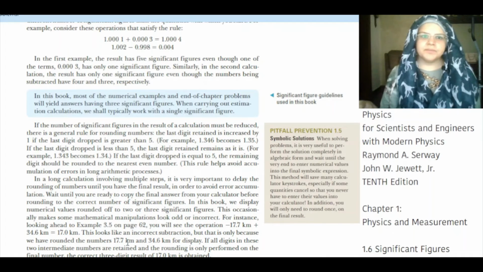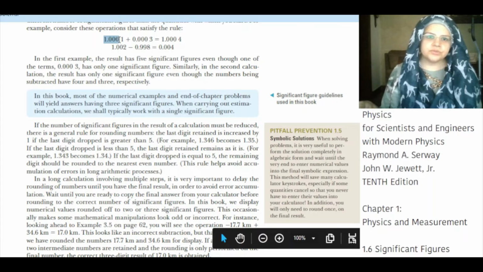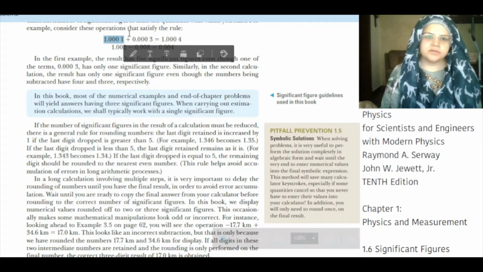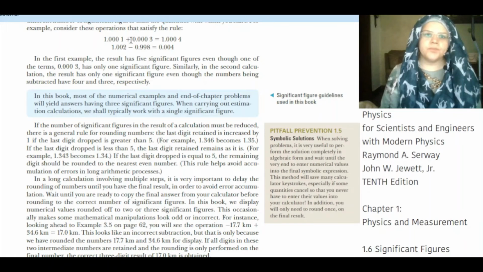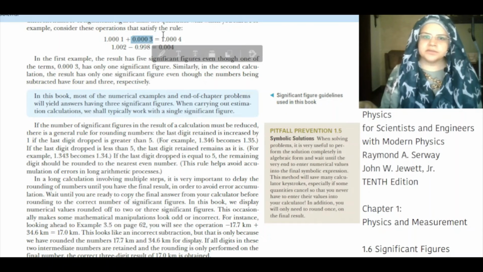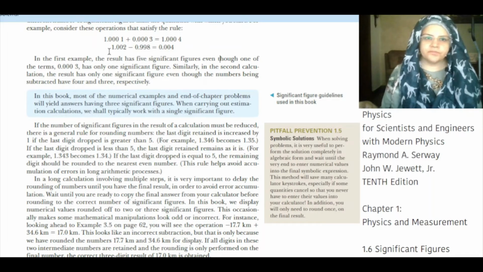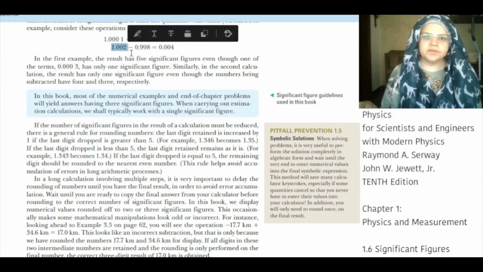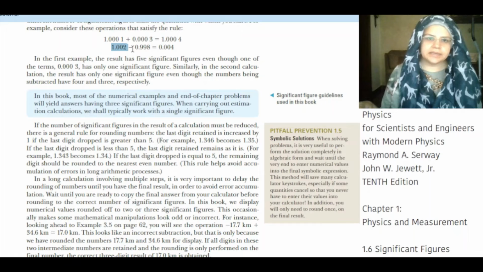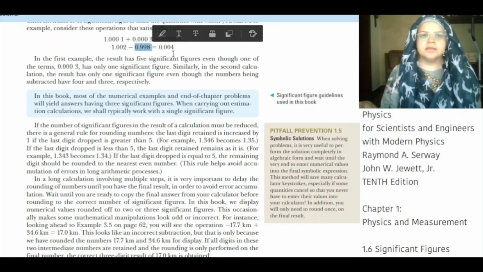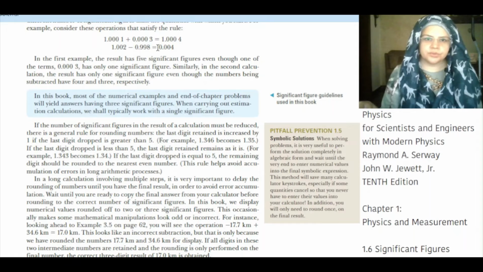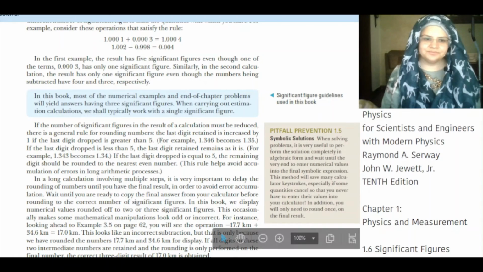Let's consider the numbers. 1.0001 has 5 significant figures. We add it to 0.0003, which has only one significant figure. The answer is 1.0004. It has 5 significant figures. Let's consider the numbers we considered for subtraction. 1.002 has 4 significant figures. Minus 0.998, which has 3 significant figures. The answer 0.004 has 1 significant figure.